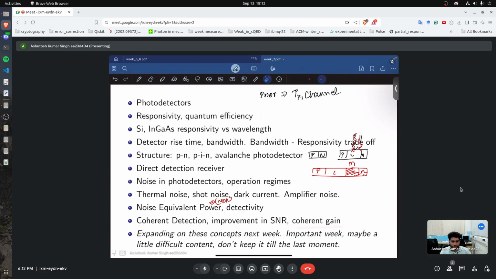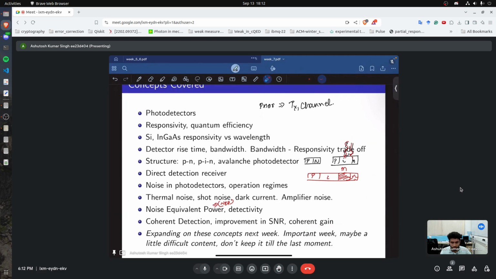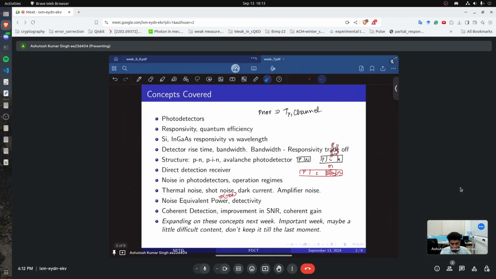don't leave this week for the last moment, because it is important and questions in the exam might come from this week. It gives you a complete idea of TX, channel, and RX, and most of the noise in the system is in the RX itself. We assume the lasers are perfect, so most of the bandwidth limitation and rise time limitation is on the detector side, so it is very important to understand what is happening on the detector side itself.